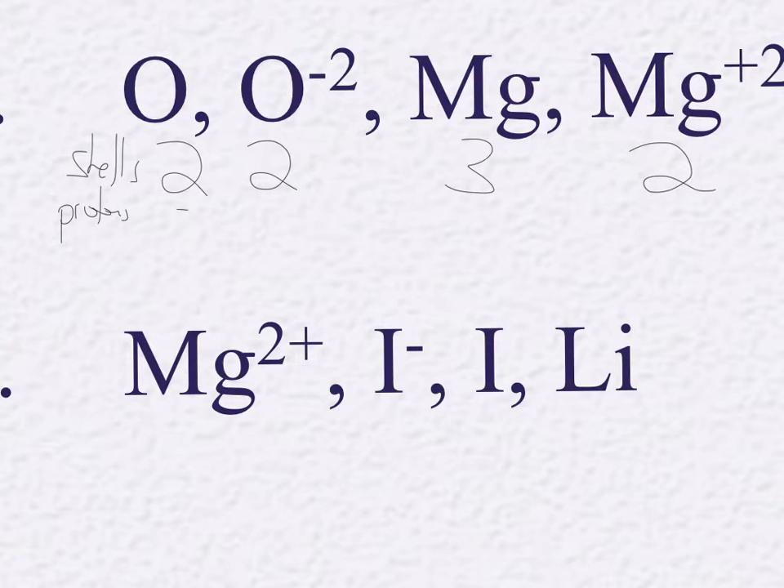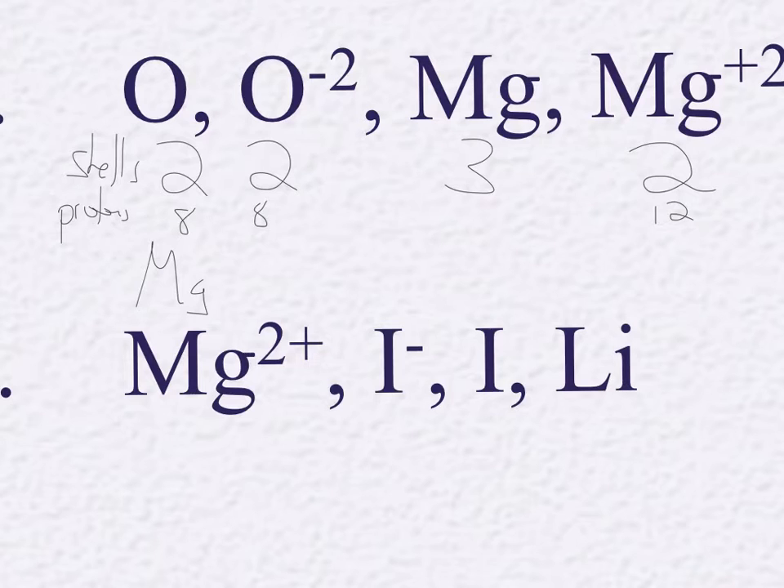Oxygens each have 8 protons, and then the magnesium has 12. Okay? So this sounds strange, but this magnesium ion has a lot more protons than oxygen, so that's going to make it a lot smaller. 2 shells pulled in by 12 protons. This has a really high effective nuclear charge. Therefore, magnesium 2+ is going to be my smallest atom.